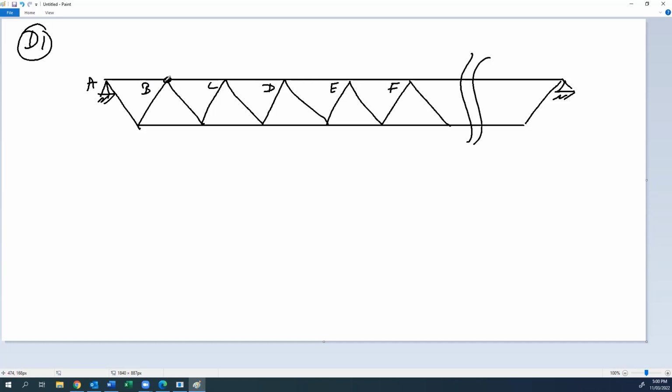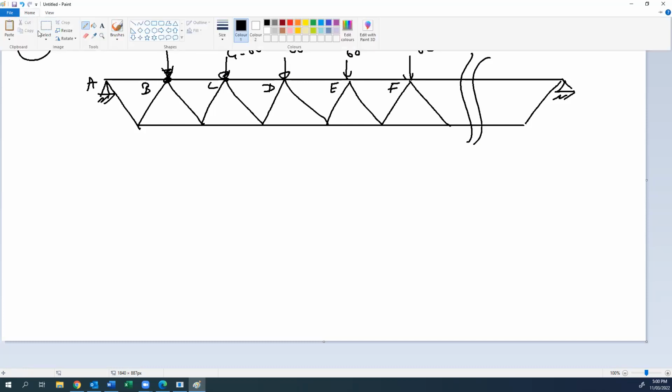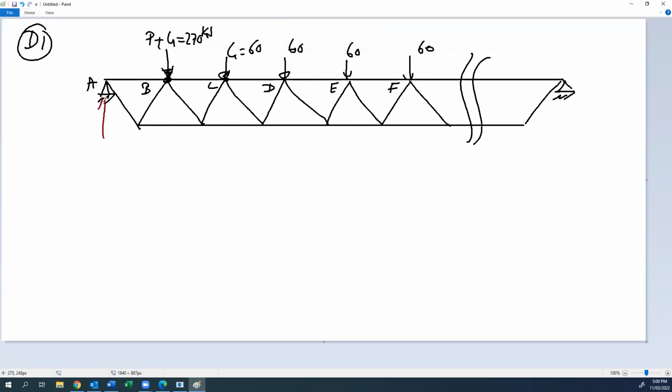So what you have to do as group D1: here you have B plus G equal to 270 kilonewton. Then only for this one G is 60, 60, 60, 60. As group D1, you have to firstly find the reactions here: X A, Y A, and here Y K. So find the reactions.